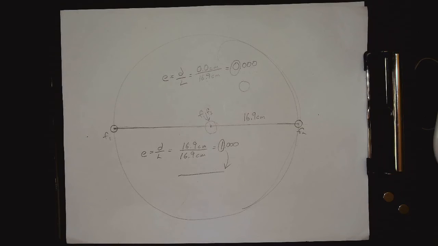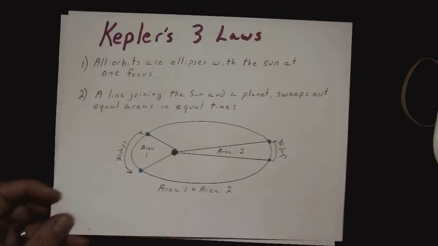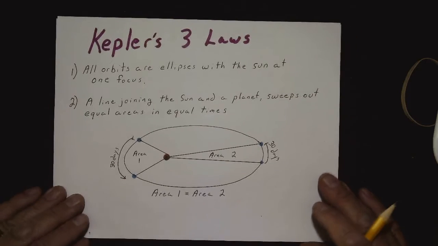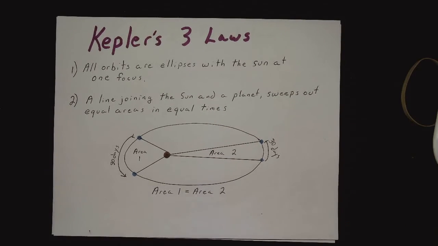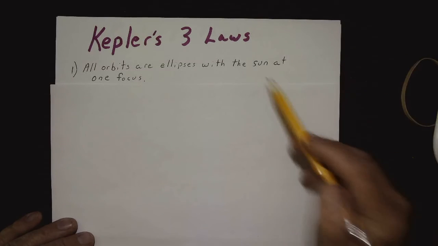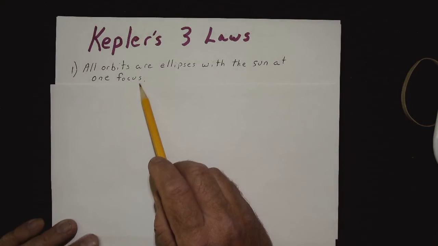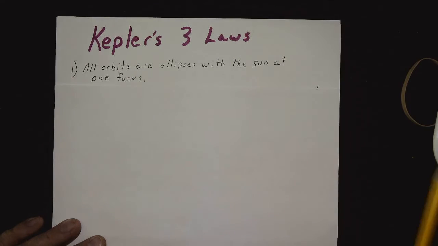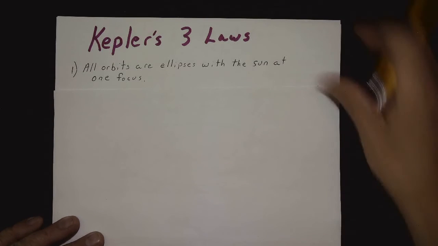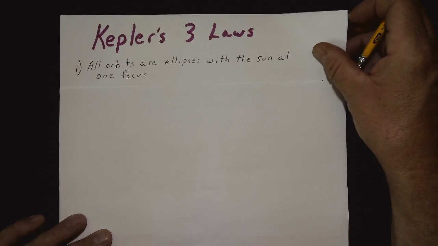The last thing we have here are Kepler's laws. Kepler has 3 laws that go with this. The first law is that all orbits are ellipses with the sun at one focus. Johannes Kepler was the first one to figure out what planets are doing in the shape of their orbits. Brilliant man. Absolutely brilliant man.